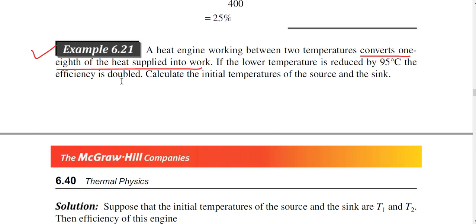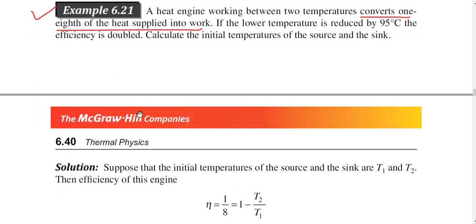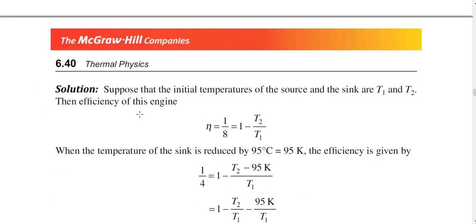That means, suppose the low temperature is T2 and you are lowering it further, how much? By 95 degrees centigrade. In that case, it is very clear that the efficiency will increase, because you can increase efficiency either by decreasing the temperature of the low temperature reservoir or by increasing the temperature of the high temperature reservoir. So, in this particular case, we are reducing the temperature of the low temperature reservoir. So, naturally the efficiency will increase.